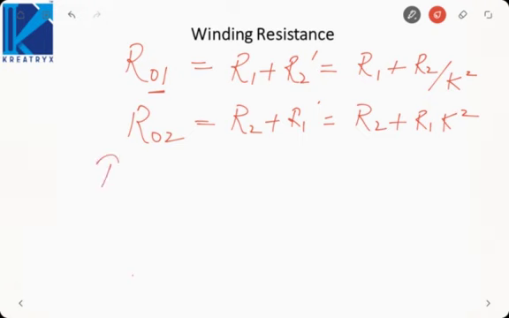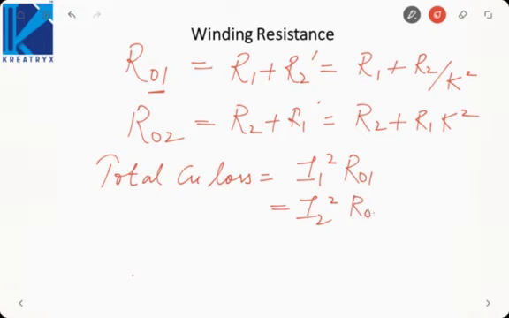So total copper loss can now be written as I1 square into R01 or I2 square into R02. Remember, you have to use only one of these, because either you have referred the entire resistance to the primary winding or the entire resistance to the secondary winding, but not both. So you cannot use R01 and R02 at the same time. You have to consider either one of these.